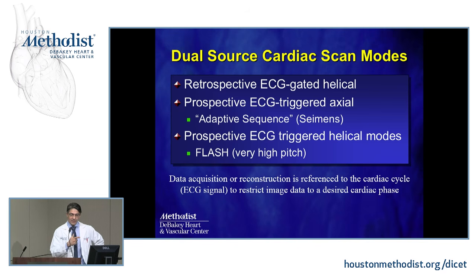So what this scanner can do is acquire prospectively in a step and shoot manner information to create an image over several heartbeats. And this is what they call their adaptive sequence, or another word for it is prospective adaptive sequence. I'll show you images, it'll make more sense.